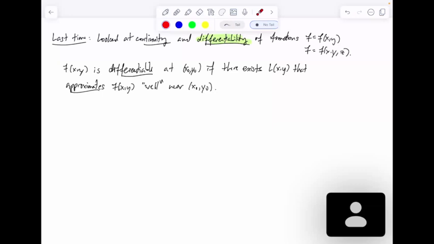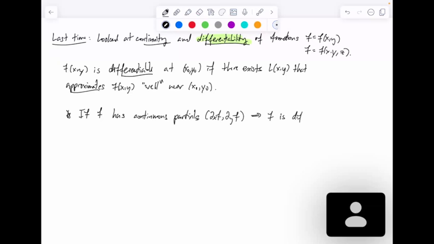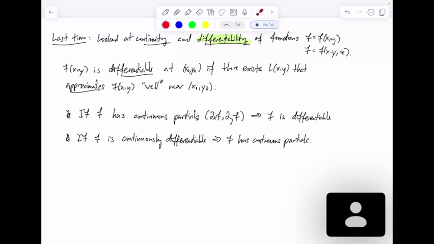All right. Now, to build this linearization, we had to calculate the partial derivatives. And it turns out that the result that we want is, if f has continuous partials, so let's say partial x of f, partial y of f, then f is differentiable. So that's one direction that we stated last time. The opposite direction is actually a bit subtle. We also have the fact that if f is continuously differentiable, then f also has continuous partials. So checking back to my notes last time, I misstated this because this is a one direction arrow.